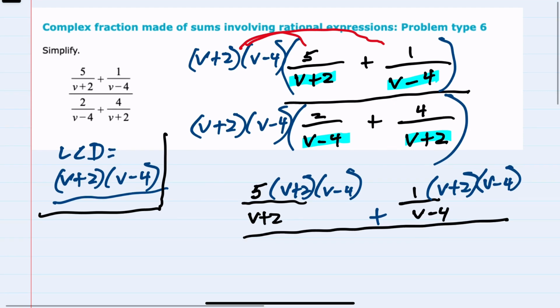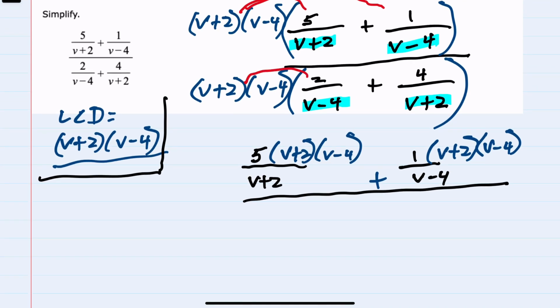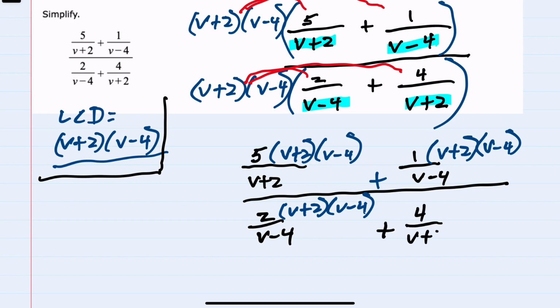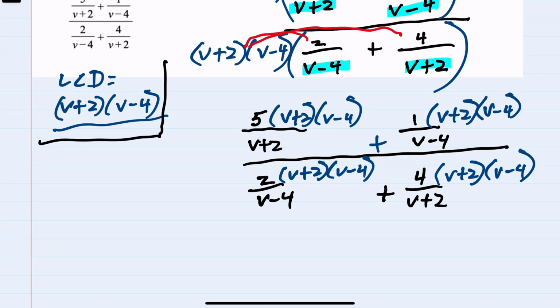And then in the denominator, we also distribute. So the 2 over v minus 4 gets multiplied by v plus 2, v minus 4. And we also distribute to the second term, which is 4 over v plus 2. So it must be multiplied by that lowest common denominator, v plus 2, v minus 4. So we can see that each one of these terms gets multiplied by that lowest common denominator.